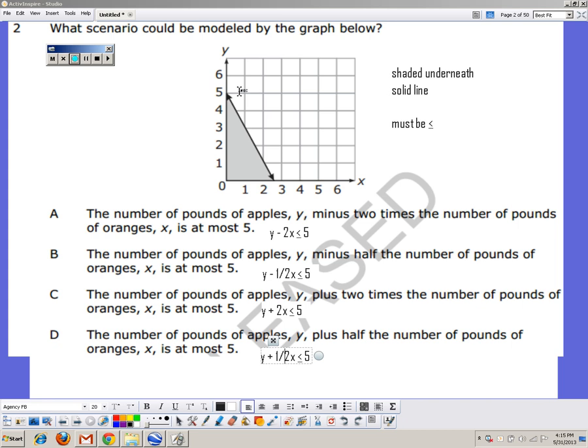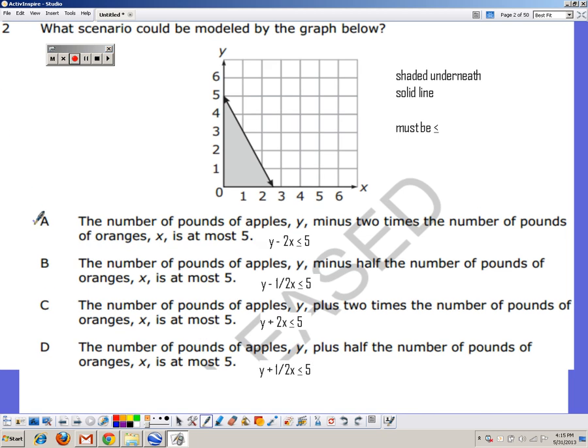If you notice, the slope is negative, so when we get y by itself, the number with x, our slope, must be negative. That automatically eliminates A and B, because when we move the x and its coefficient, the slope, to the other side, negative 2x is going to become positive 2x. Negative 1/2 x is going to become a positive 1/2 x. We want a negative.